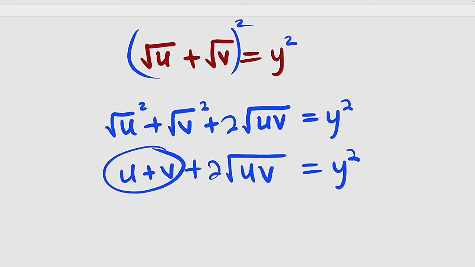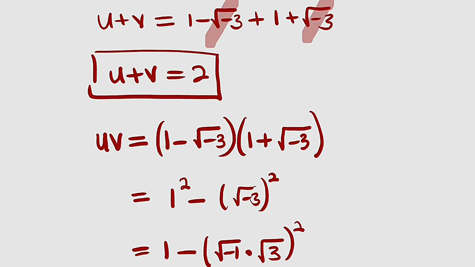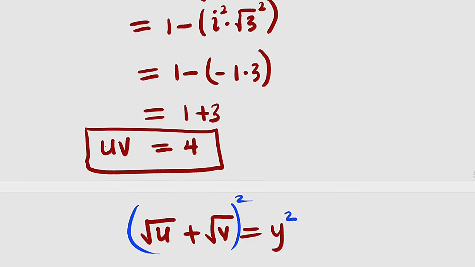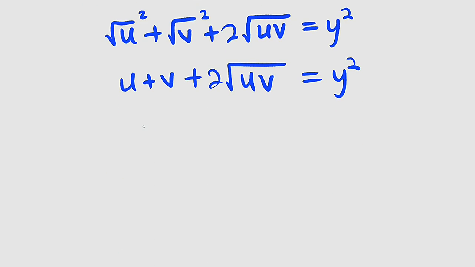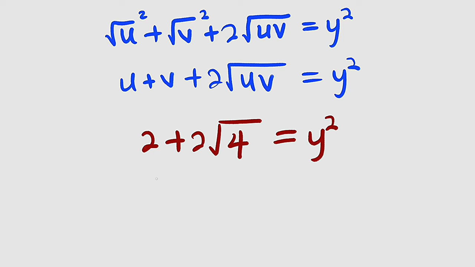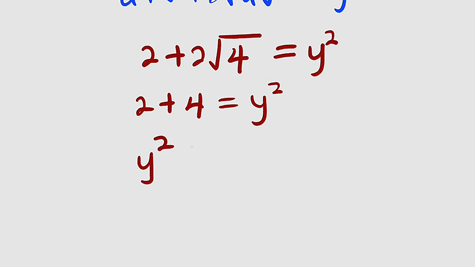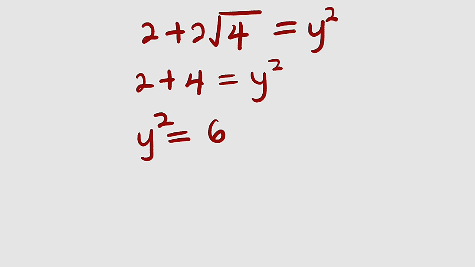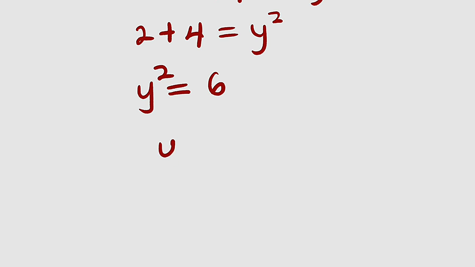This is u plus v, because the power of 2 will cancel the square root, plus 2 multiplied by the square root of uv equal to y squared. But what is u plus v? Remember, we obtained that to be equal to 2, right? You can see that here. It is equal to 2, and the product is equal to 4. So let's substitute. This is equal to 2 plus 2 multiplied by the square root of uv, which is equal to 4. This is equal to y squared. 2 plus 2 multiplied by the square root of 4 is what? 4, because this is equal to 2, and 2 multiplied by 2 is equal to 4. This is equal to y squared. Therefore, y squared is equal to 6. And to find y, we take the square root of both sides. y now is equal to plus or minus the square root of 6.